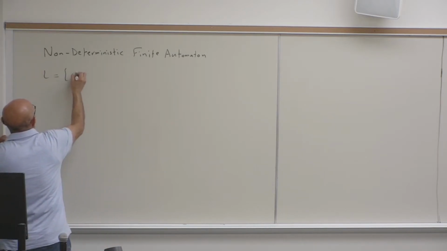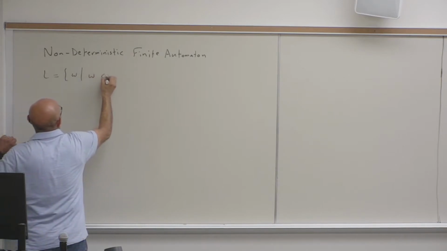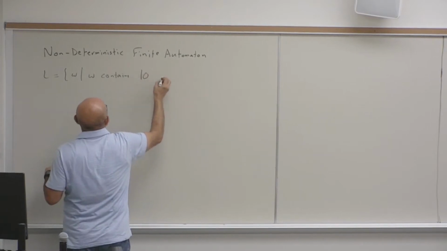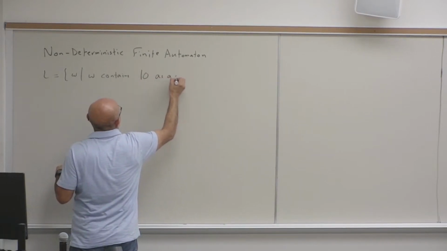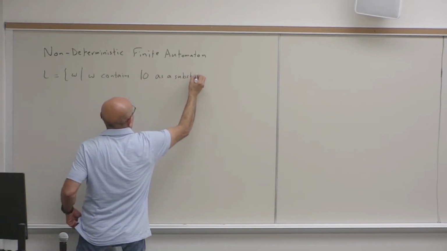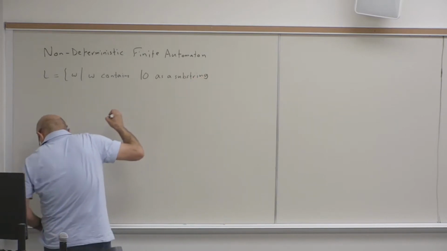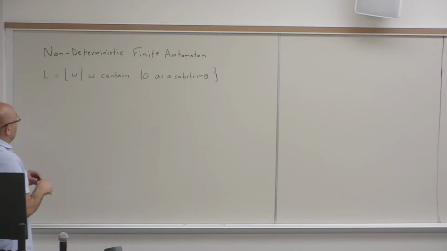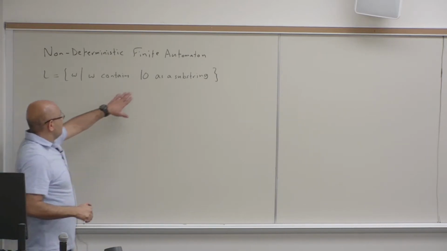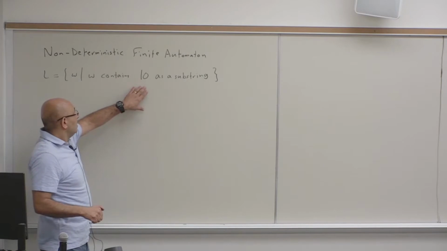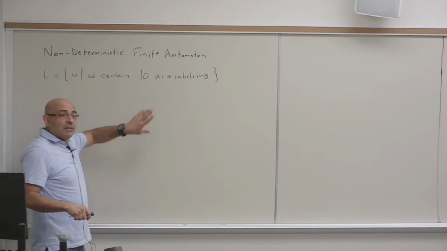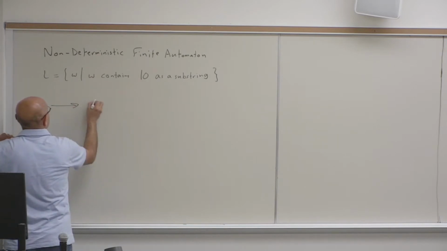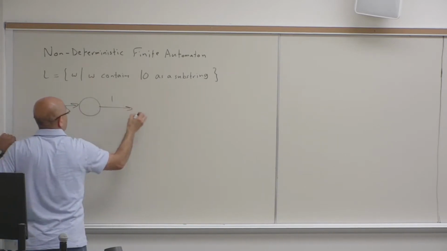L is the set of W such that W contains 1, 0 as a substring. Now, this is very straightforward for containing a substring. The NFA for this is straightforward. You just have to have the 1, 0 somewhere.